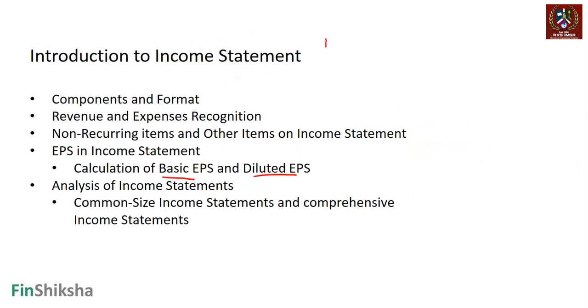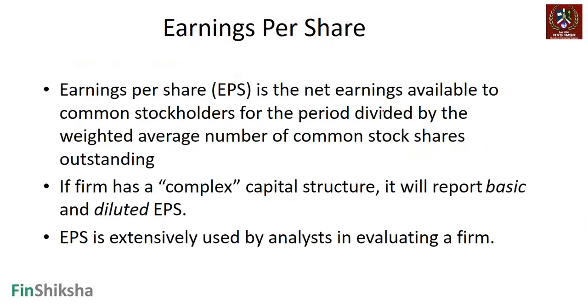You will also typically see a name like basic, and another one called diluted EPS, and these are just below the net profit number, right? So let's first understand the concept of earnings per share, and then we extend that to what we mean by basic and what we mean by diluted in this context, right? So earnings per share is the net earnings available to common stockholders for a period divided by the weighted average number of common stock shares outstanding, essentially.